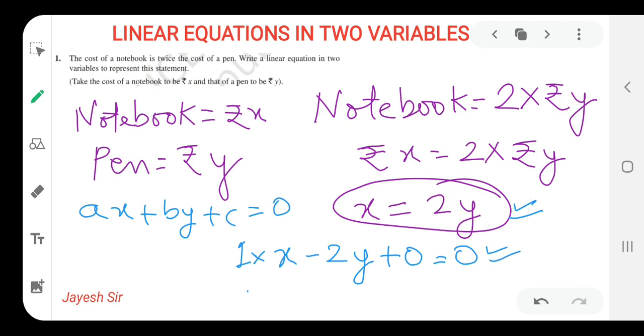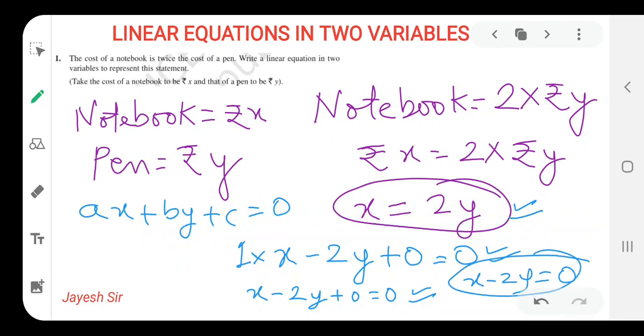So in this way, after further solution, here is the equation we have made, but further simplification is possible. x minus 2y plus 0 equals 0. This is also okay. Another thing we can do is x minus 2y equals 0. This is also okay. So you can use either of the three.